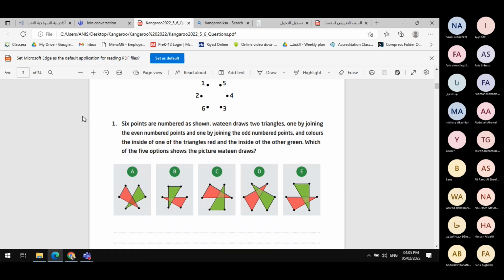6 points are numbered as shown. Watin draws two triangles, one by joining the even numbered points and one by joining the odd numbered points, and colors the inside of one of the triangles red and the inside of the other green. Which of the five options shown is the picture Watin draws? Okay, what ideas do you have?